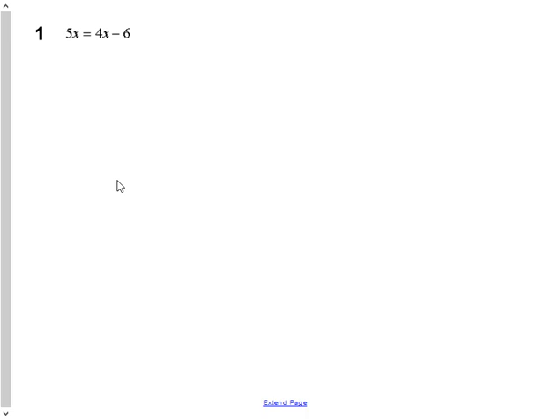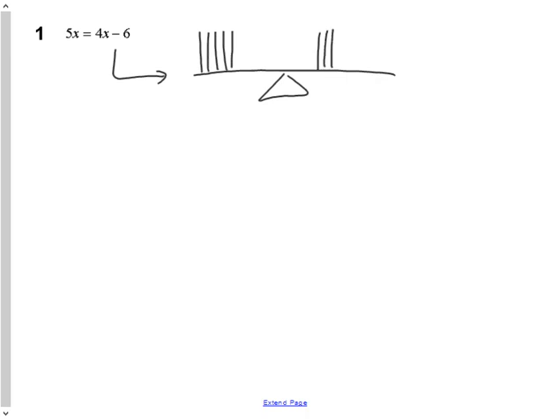Okay, this is your final section in your grade 9 MathLinks textbook. We are doing isolating variables in equations that have variables on both sides. So the first question is probably the easiest version of a question you can have. And in order to think about this question, let's draw it first. So 5x is equal to 4x minus 6.